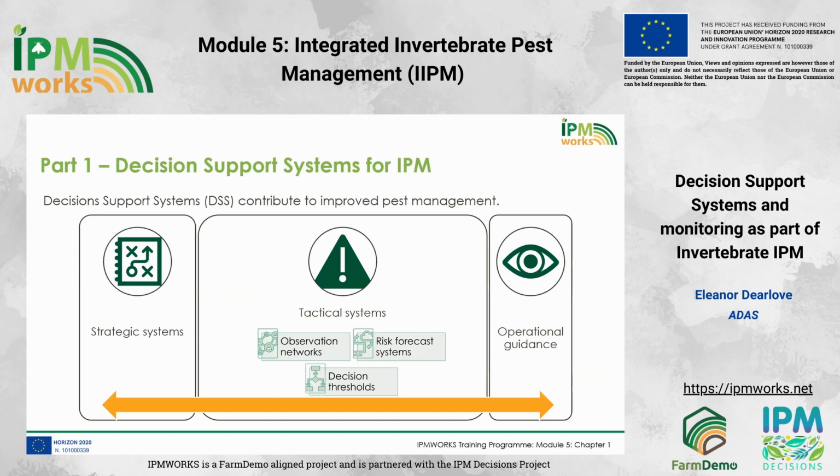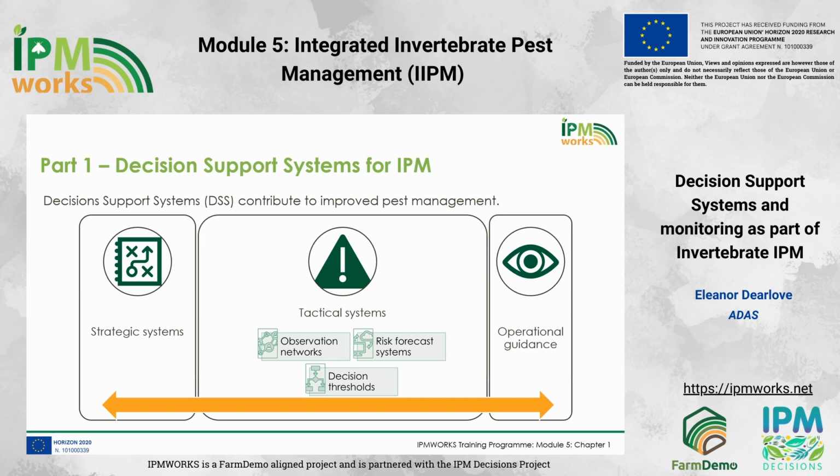Successful IPM systems depend on effective decision-making associated with the selection and implementation of strategic, tactical, and operational techniques. Strategic systems are usually holistic. They're applied at the whole farm level across all pests. They prioritize and coordinate application of multiple IPM approaches.